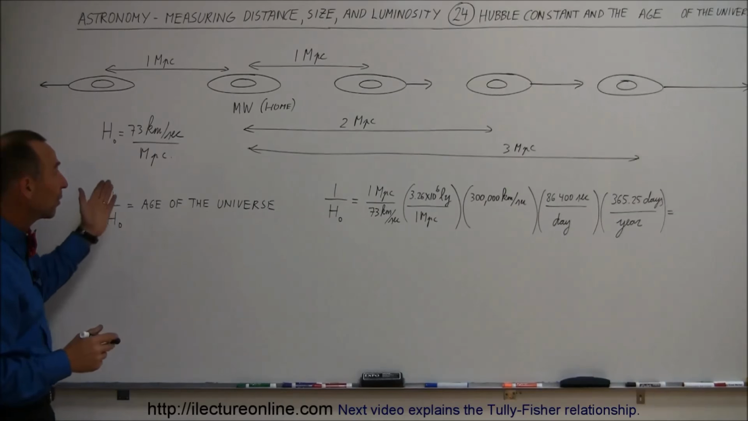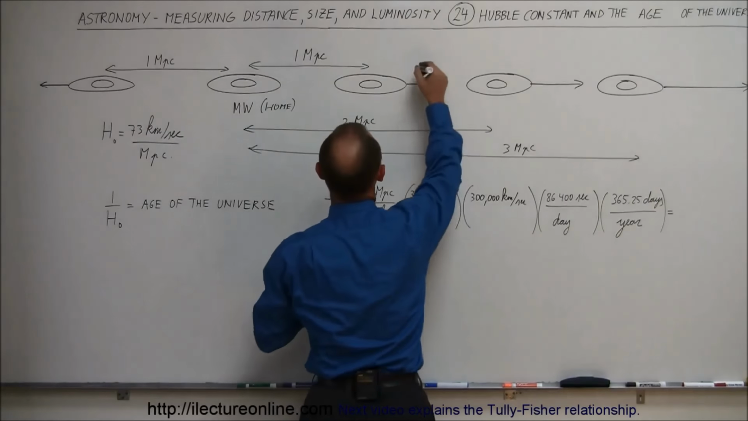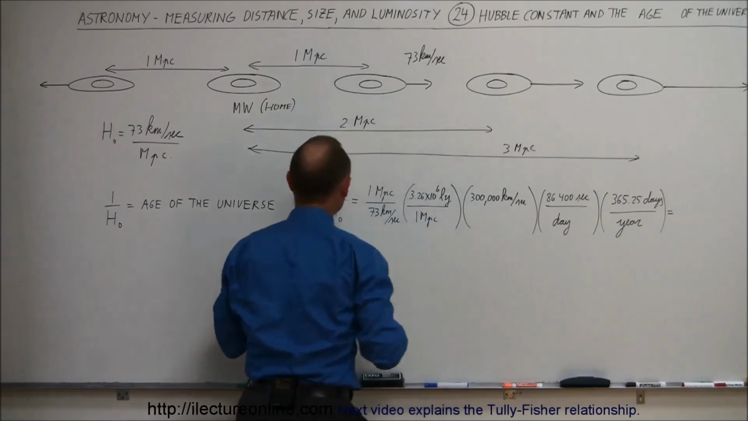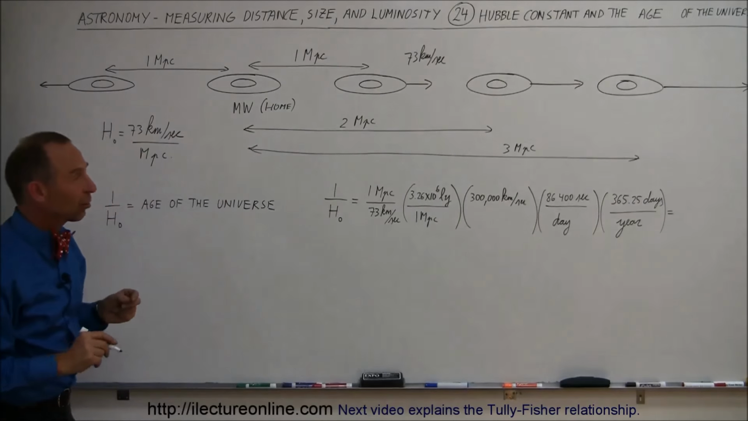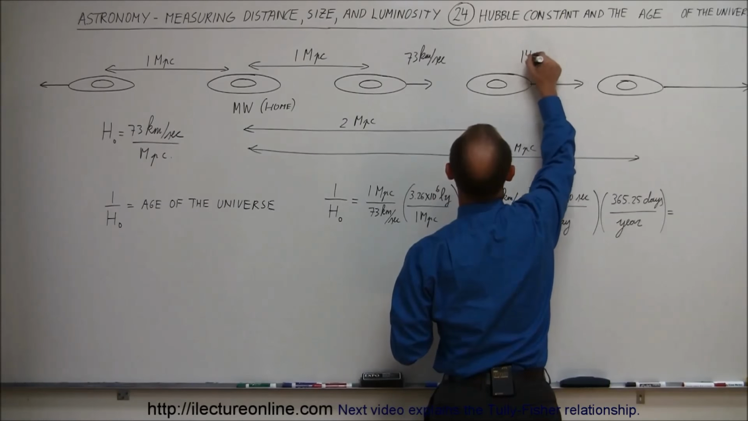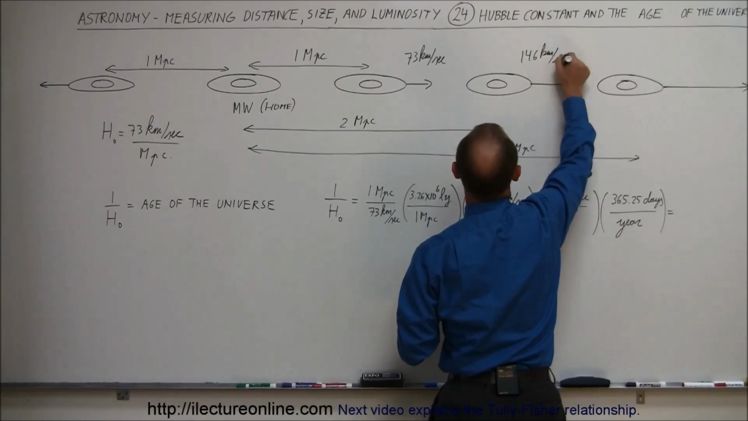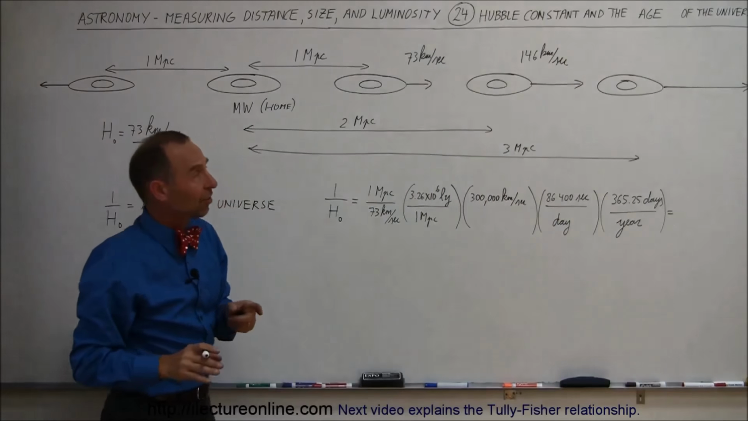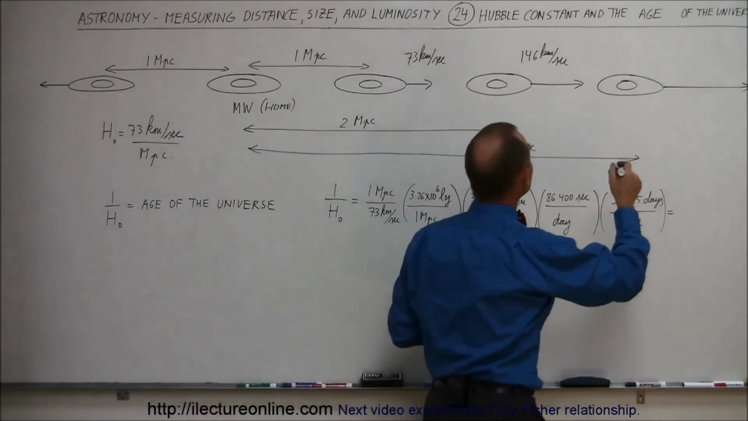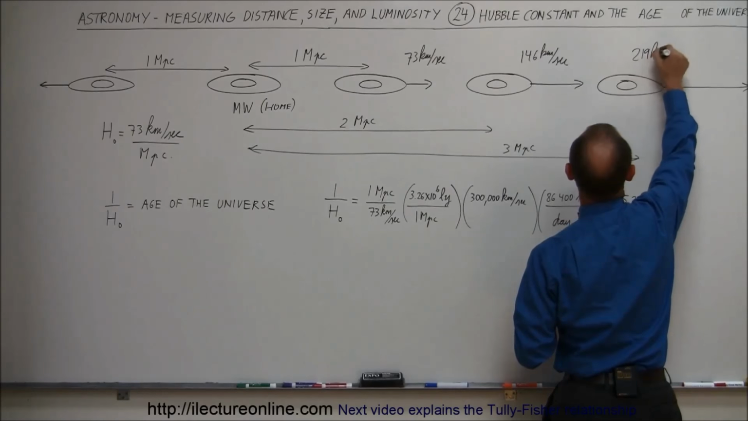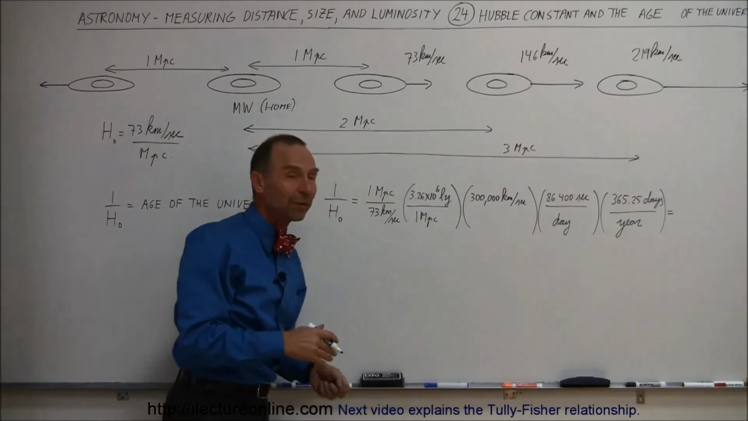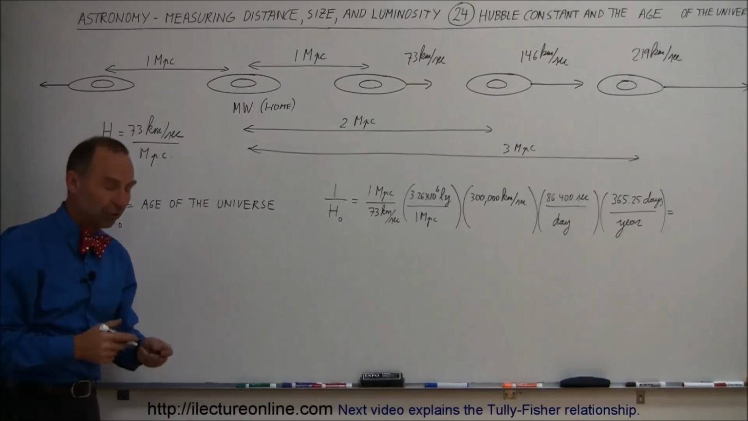That also means that if a galaxy, and let me write it down here, so this one is moving away from us at 73 kilometers per second, but it also means that a galaxy that's 2 megaparsecs away from us is moving twice as fast away from us. That would be 146 kilometers per second. And a third galaxy that's 3 megaparsecs away from us would be moving away at 3 times that speed, which would be 219 kilometers per second. And so forth. And then, of course, the galaxy that's 4 megaparsecs away would be moving at 4 times that speed, and 5, and so forth, and so on.